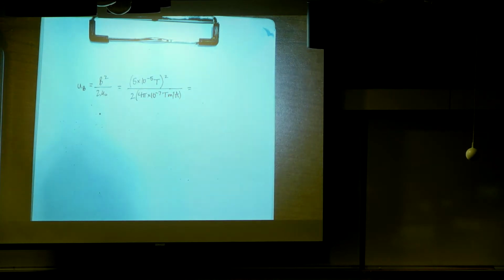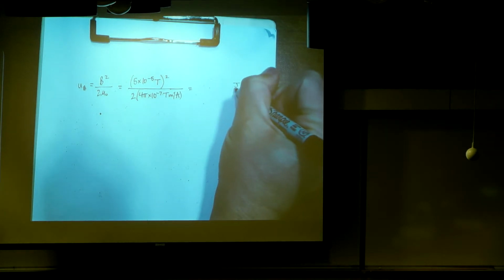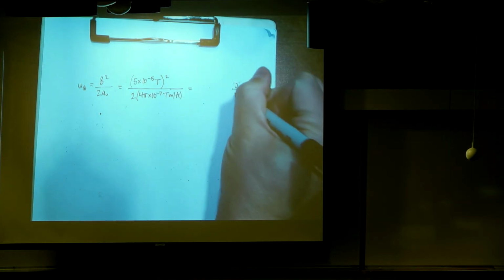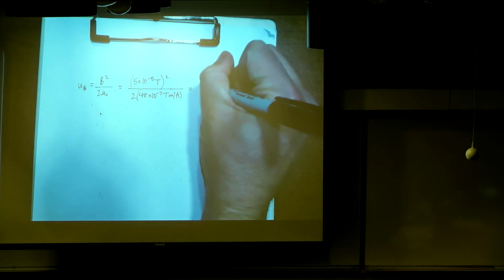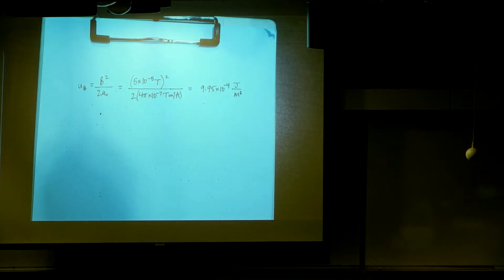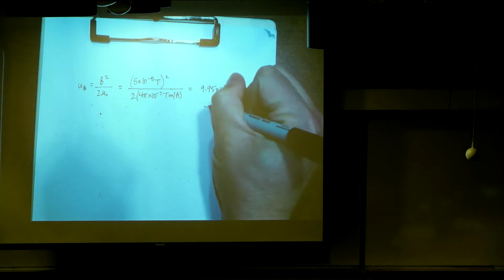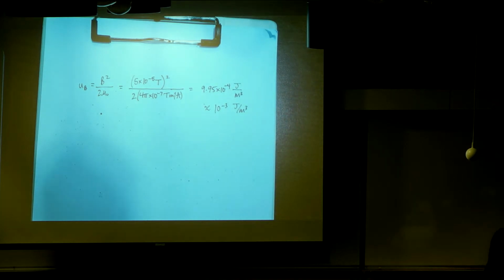I'm not going to go through the whole unit analysis. You can show that this does work out to the expected unit of joules per cubic meter. And again, someone said it already, but 9.95 times 10 to the minus 4 is the result you get. And to the nearest power of 10, that's about 10 to the minus 3 joules per cubic meter. There's about a millijoule of energy per cubic meter of space because of the fact that Earth's magnetic field has the value it has. Okay?